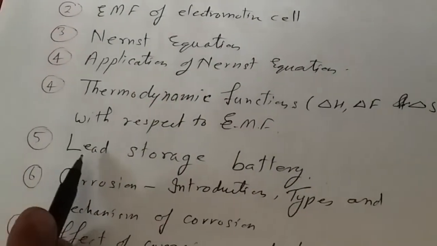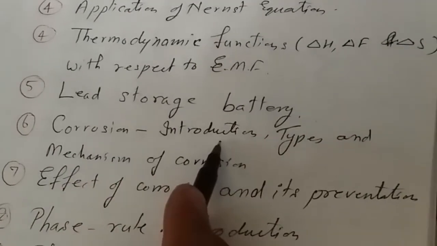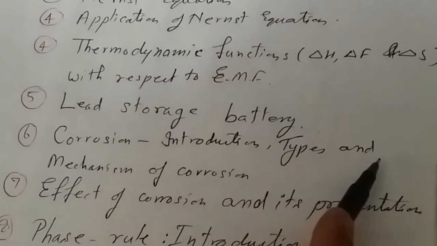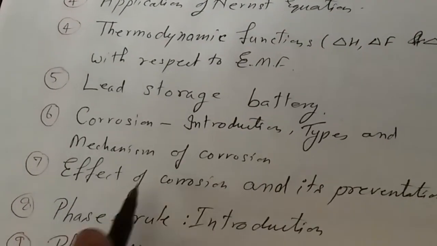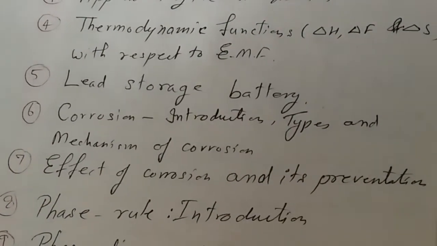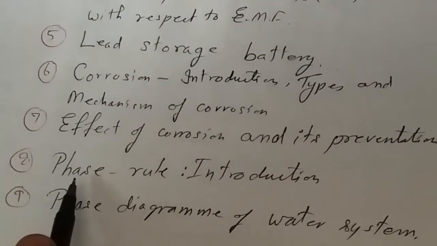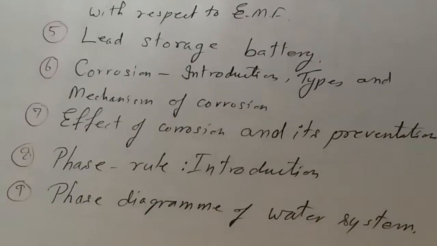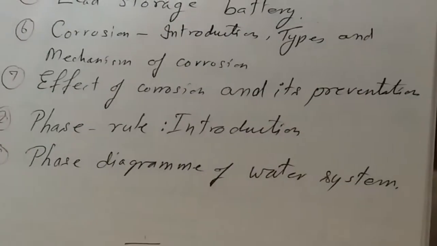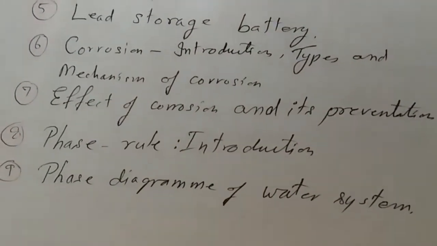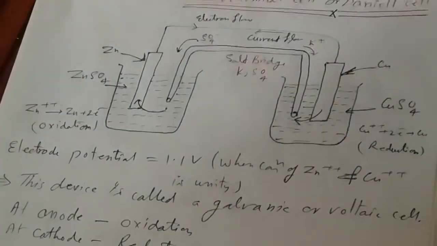Fifth point is lead storage battery, and sixth point is corrosion: introduction of corrosion, types of corrosion and mechanism of corrosion. Seventh point is effect of corrosion and its prevention in different fields for engineers. And eighth point is phase rule, that is the introduction part, and last point is phase diagram of water system. So this is module 3 electrochemistry, which will be discussed thoroughly one by one.